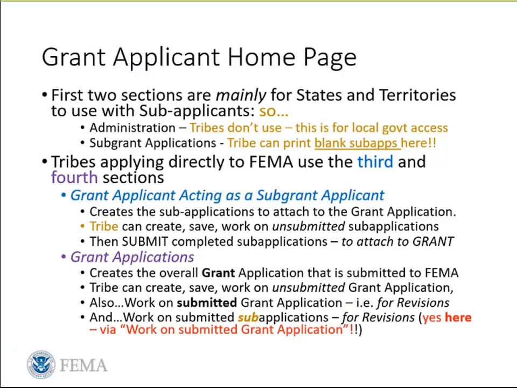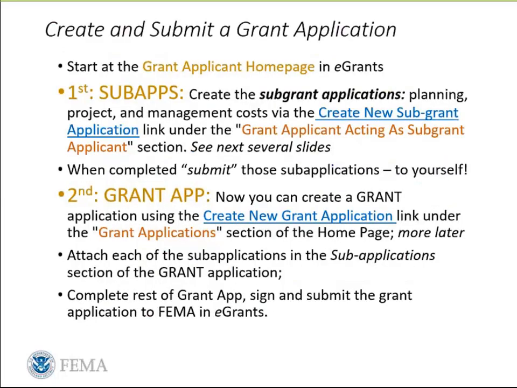There are only three things you can do as a sub-applicant or a grant applicant acting as a sub-grant applicant. You can create a new one, you can work on one that you haven't submitted yet, or you can work on one that you've submitted. If you have a successful grant that you're managing, you're going to be coming back to this work on submitted grant applications link frequently. Here's the grant applicant homepage again. Like I said before, it's a two-step process. For the sub-application, you're just going to be creating a project application or a planning application, and then create my grant application. I'll attach those to the grant application, and then attach the necessary forms and submit the grant application.